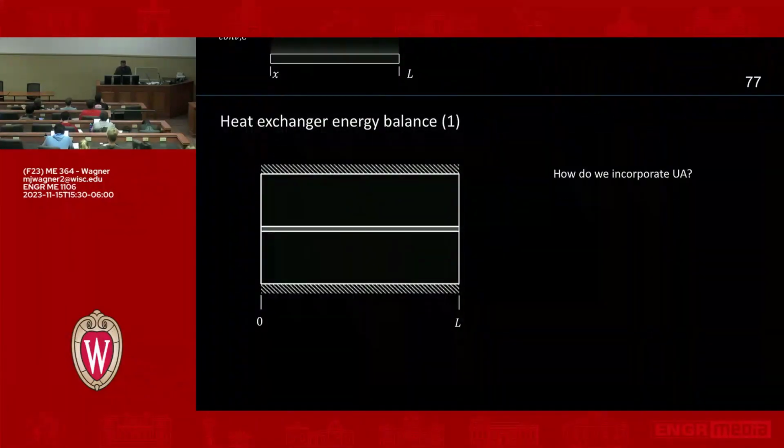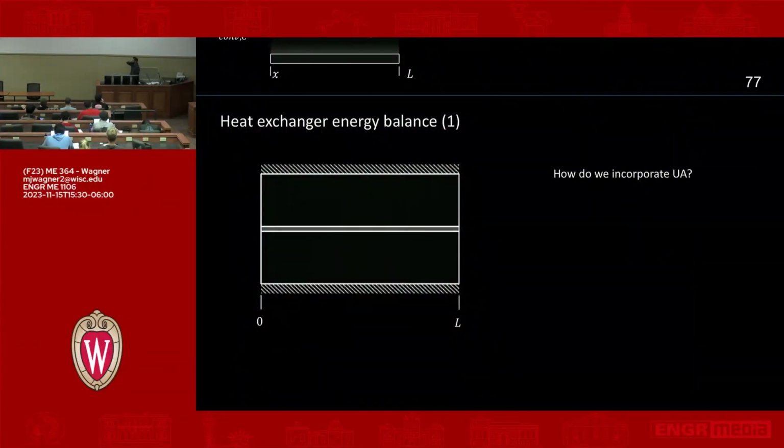So we got our definition. So now the fun part. Now let's do an energy balance on a control volume and see how we can develop temperature equations for this heat exchanger. Because ultimately you need to know the local temperature of the fluid in order to decide how much heat's transferring between the streams.